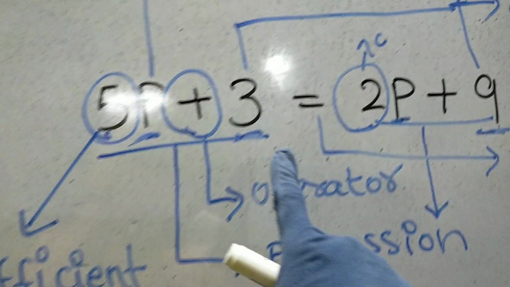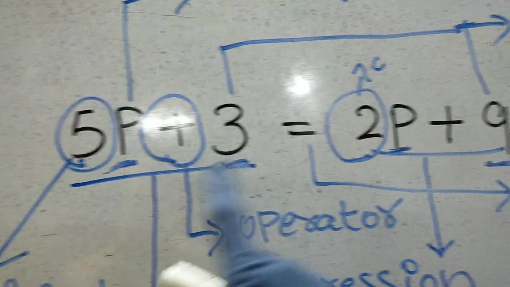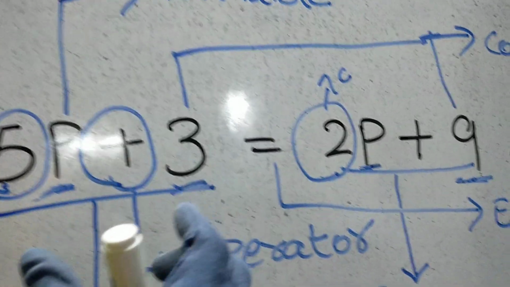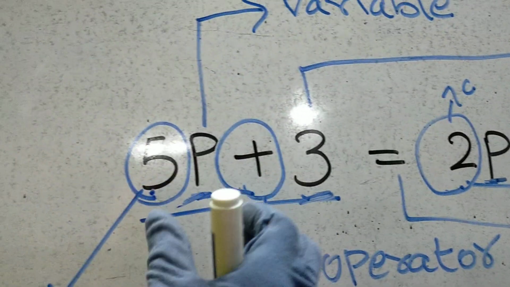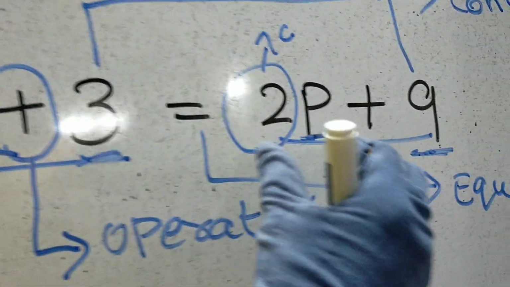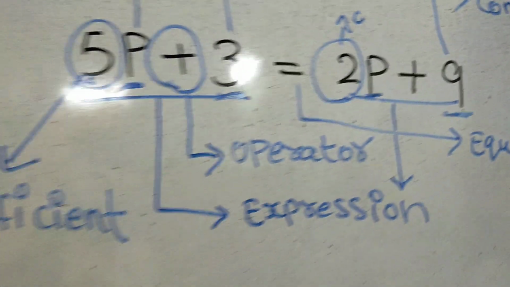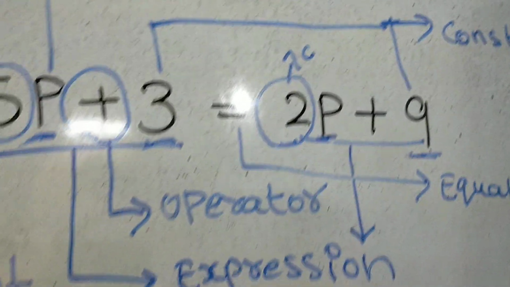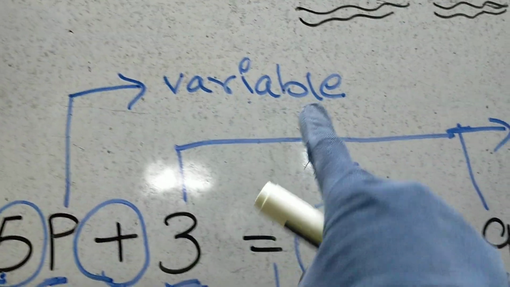The equal to sign is in the center, and on either side you have expressions. Expressions are made up of parts, like this term, this term, this term, and this term. Now what are the other parts? Alphabets like P are variables. It can be P, X, A, Z, N, anything. So a variable is an unknown quantity. What is a variable?